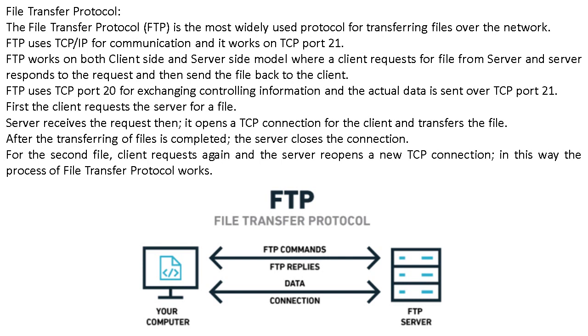First, the client requests the server for a file. The server receives the request. Then it opens a TCP connection for the client and transfers the file. After the transfer of a file is completed, the server closes the connection. For a second file, the client requests again and the server responds with a new TCP connection. In this way the File Transfer Protocol works.